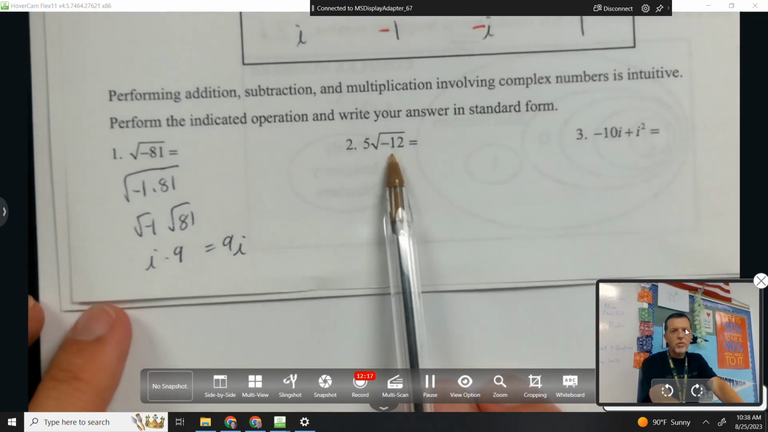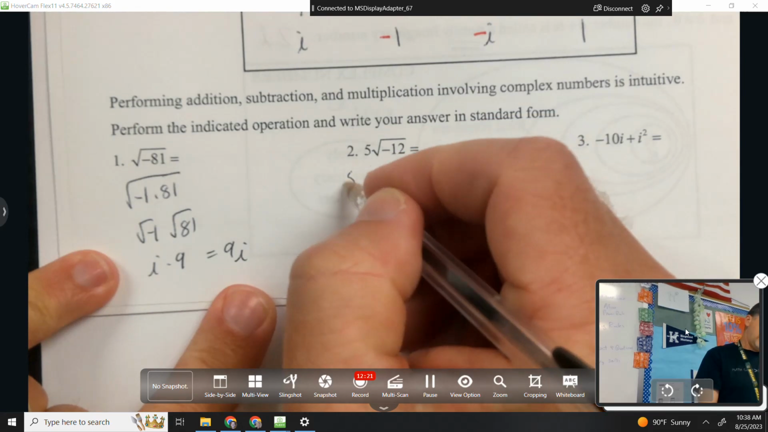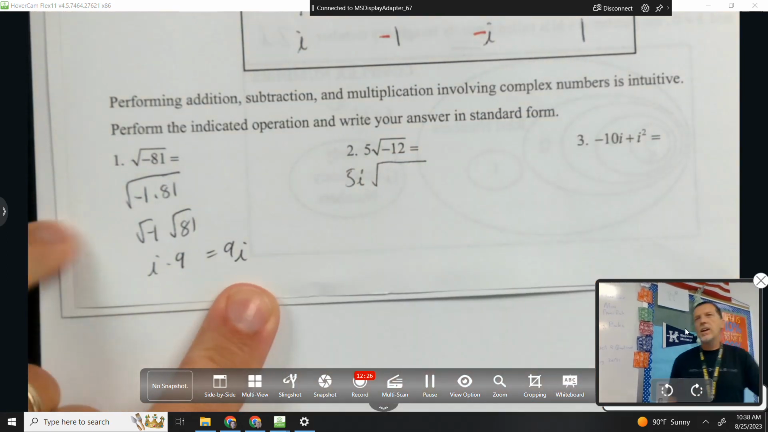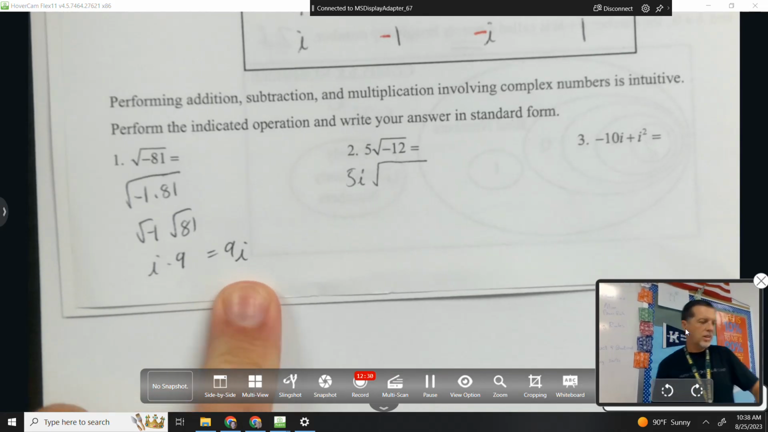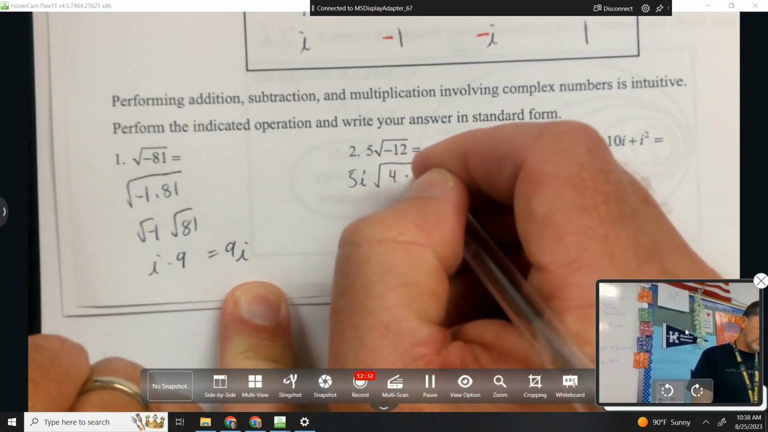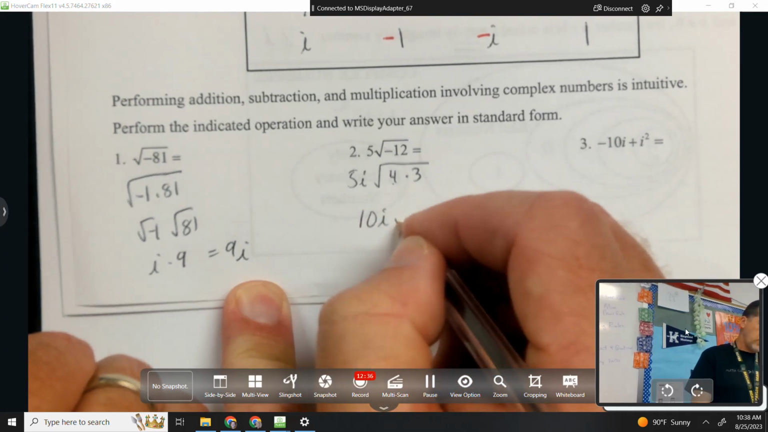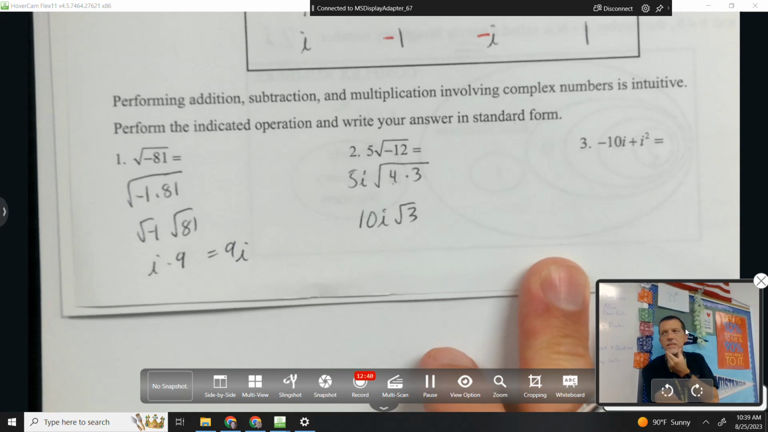Five square root negative 12. Let's see. I'm going to take this negative out as an i. And then how could I rewrite 12 so that a nice square root shows up? 4 and 3. And so the square root of 4 is 2. So 10i root 3. It's another one of those places where how much work you show is up to you, but be careful.